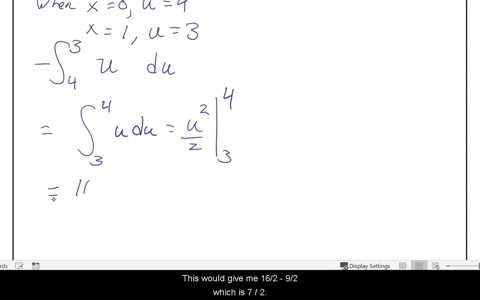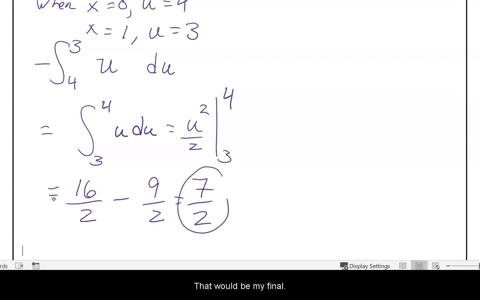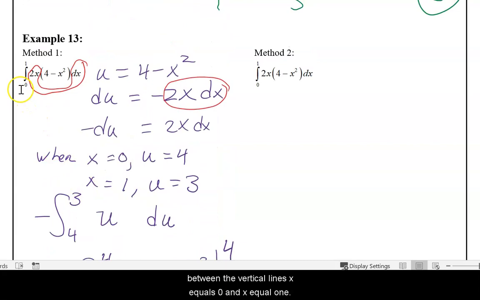This would give me 16 over 2 minus 9 over 2, which is 7 over 2. That would be my final value for the area between the curve and the x-axis between the vertical lines x equals 0 and x equals 1. Note that the vertical lines are always given in terms of the original variable and the original limits of integration, never the u limits of integration.